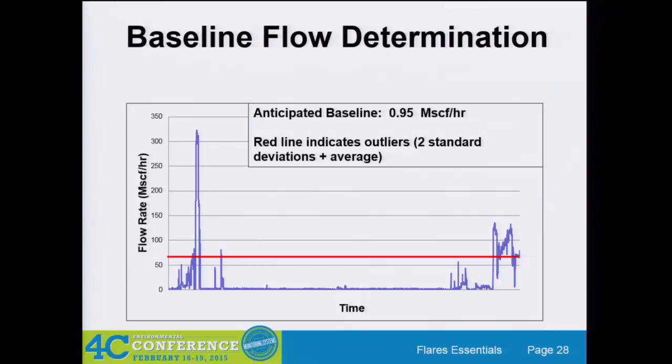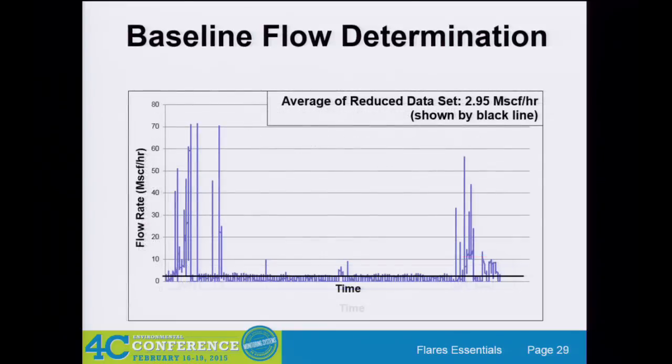I think that's a clear emergency event, which is not part of normal load. So what we said was, okay, let's calculate the average plus 2 standard deviations, and if you're over that range, that's most likely a malfunction event, something that shouldn't be included in your baseline. Then, taking that reduced data set, we calculate the average of the reduced data set, and we get around 3,000 scuff per hour.